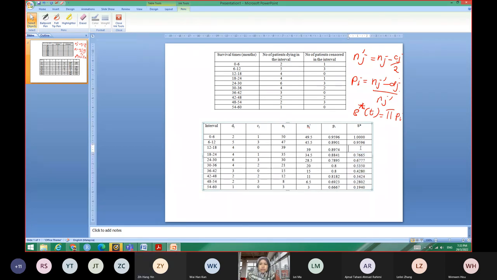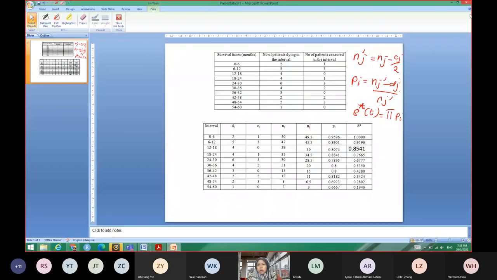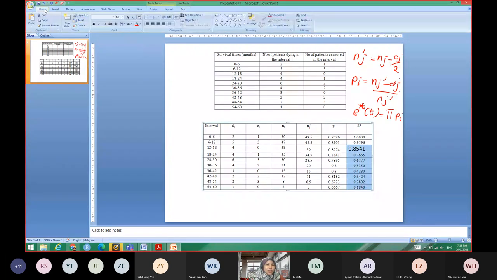And what is the value for the third one? It is 0.8541. Why does it suddenly change? I don't get it. Why do they change? Okay. Right, so yeah, you're correct.